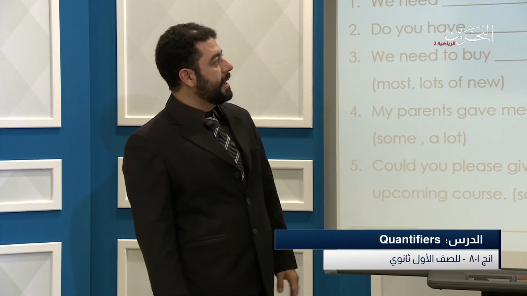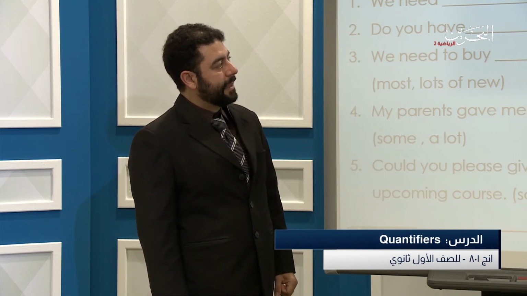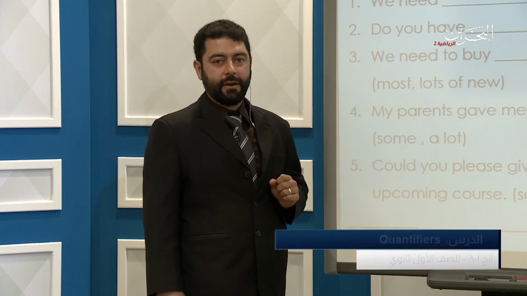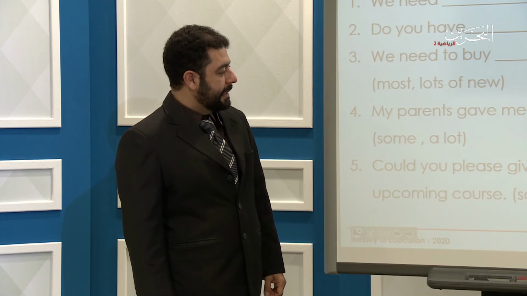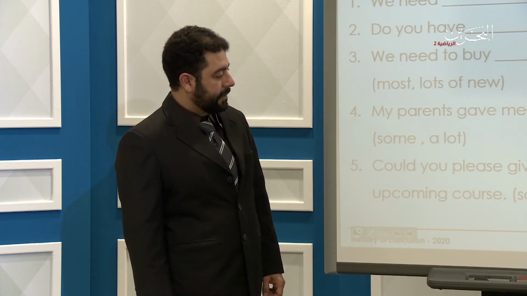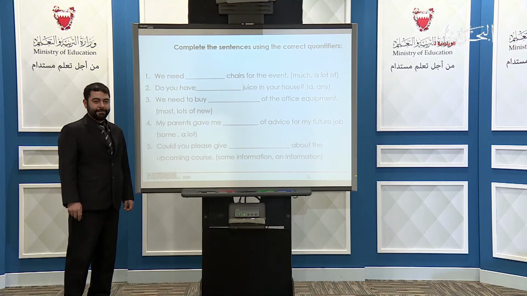Number 1, we need blank chairs for the event. You have to choose between much and a lot of. 2, do you have blank juice in your house? A or any. 3, we need to buy blank of the office equipment, most or lots of new. 4, my parents gave me blank of advice for my future job, some or a lot. 5, could you please give blank about the upcoming course? You have to choose between some information and information. You have 2 minutes.